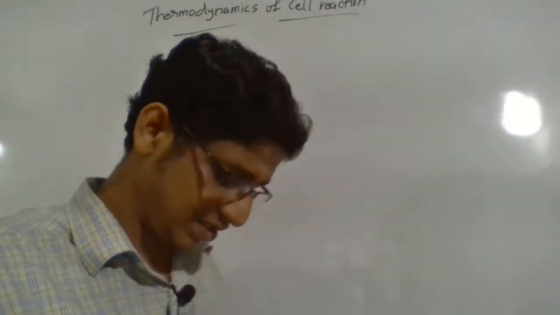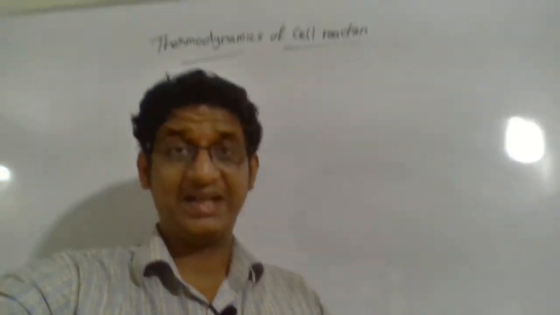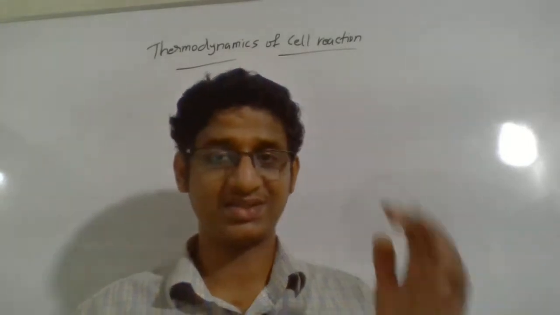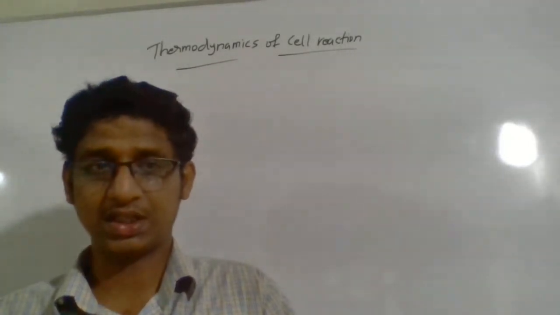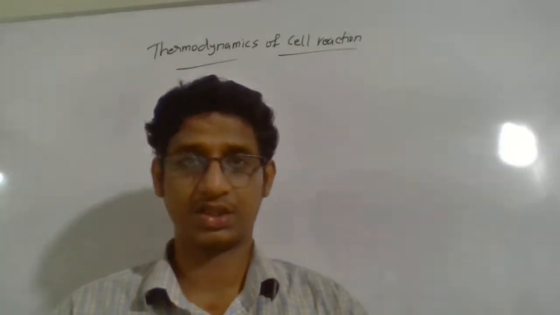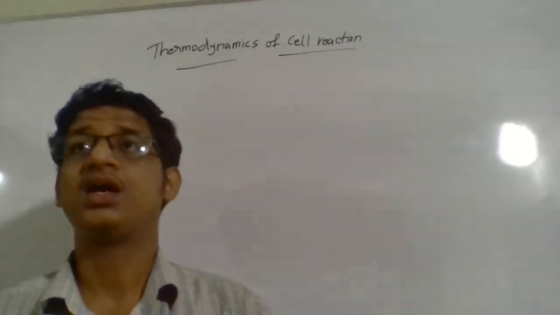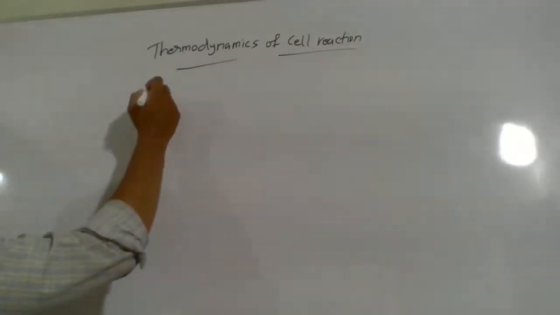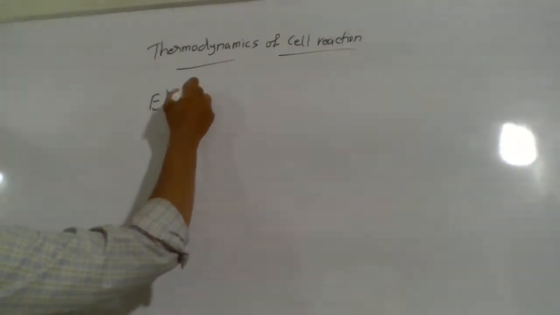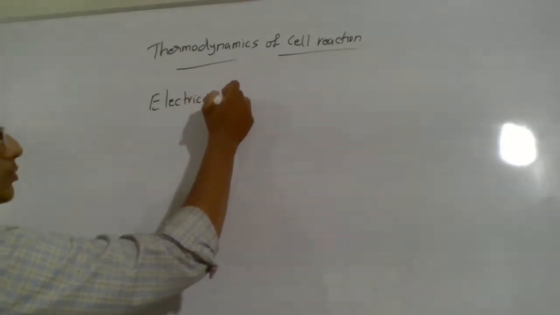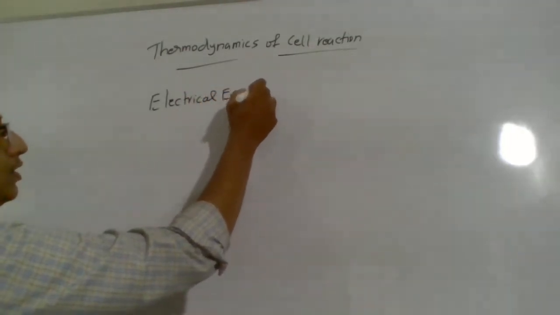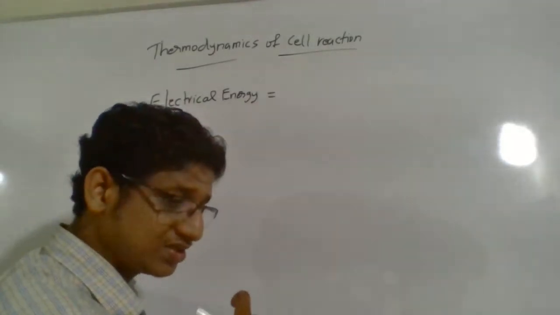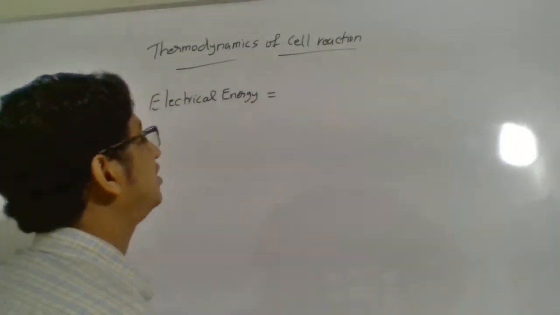So we know in a galvanic cell, electrical energy is produced as a result of a chemical reaction that takes place in the anode and cathode. So here chemical energy is converted into electrical energy. Let us have an equation to find how much electrical energy is produced. Electrical energy produced is always proportional to the amount of electricity that is passed through the cell into the EMF of the cell.